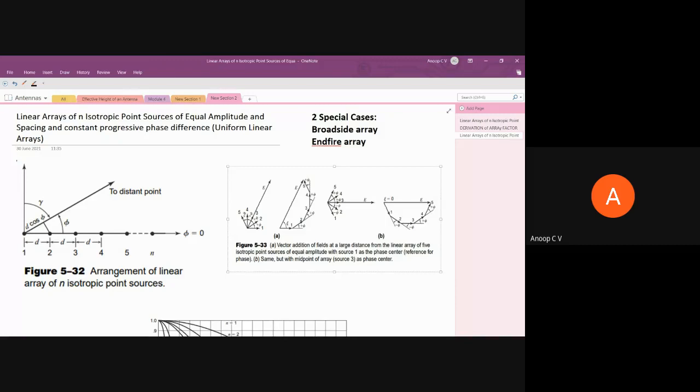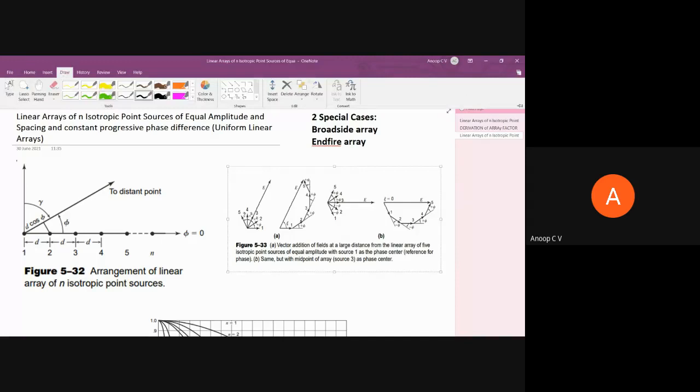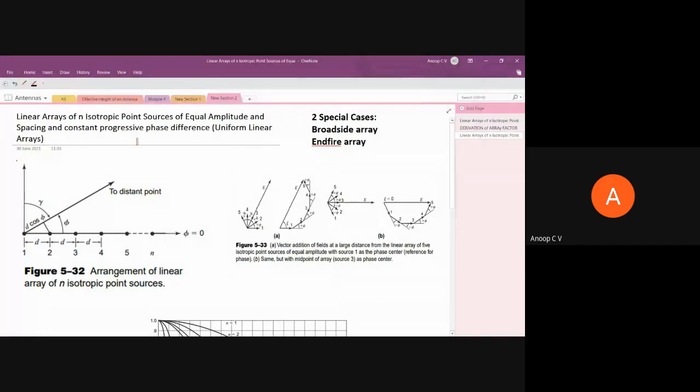So today we are going to study a more general case. It's a very, very important topic as far as your exam is concerned. It is linear arrays of n isotropic point sources. So far we have been discussing only 2. In this case we have n sources.